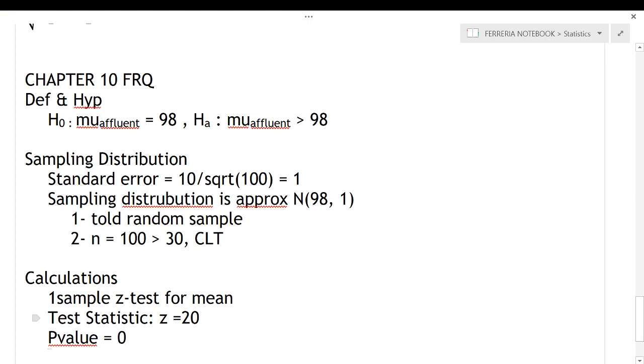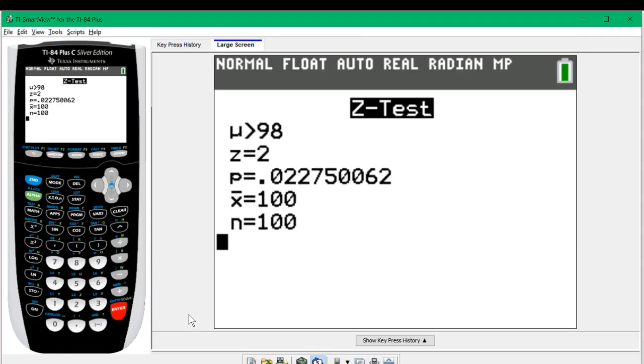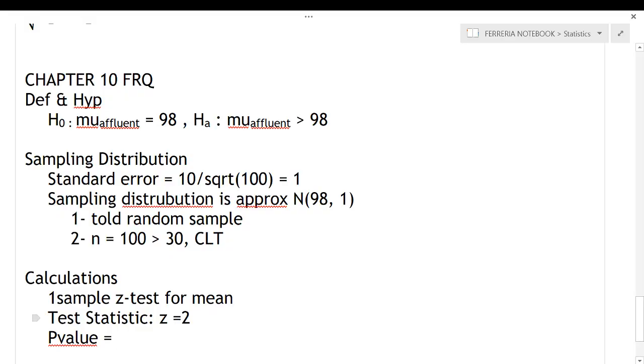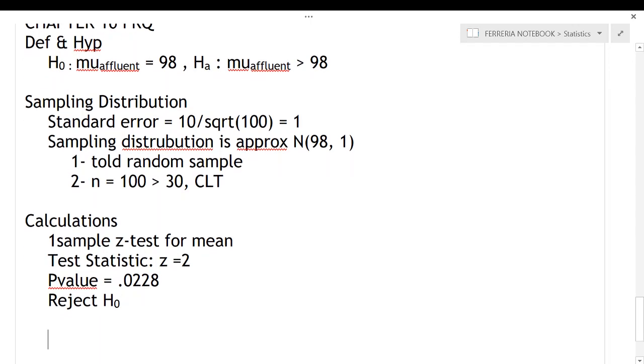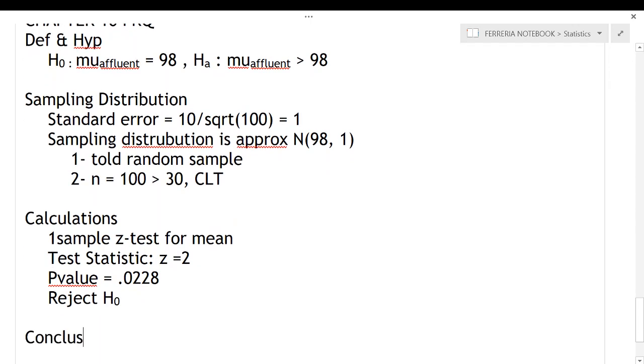Z is 2. And we get 0.0228. Do we reject or do we fail to reject? Reject H not. And then now we get to our conclusion.